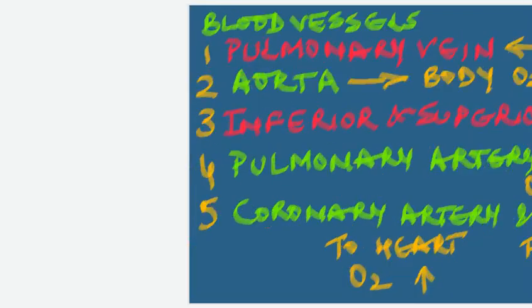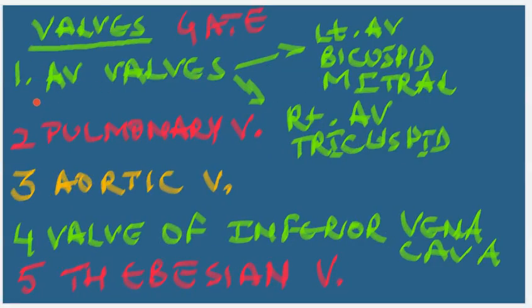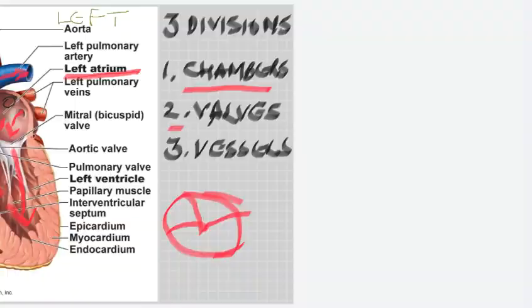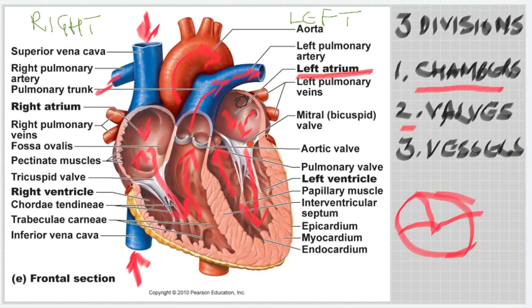Let us have a look here. We've just finished understanding the atrioventricular valves. We have a left atrioventricular valve and a right atrioventricular valve. Let's get back to the diagram and see it. So we have a left AV valve, this valve here. This is called the left AV valve.